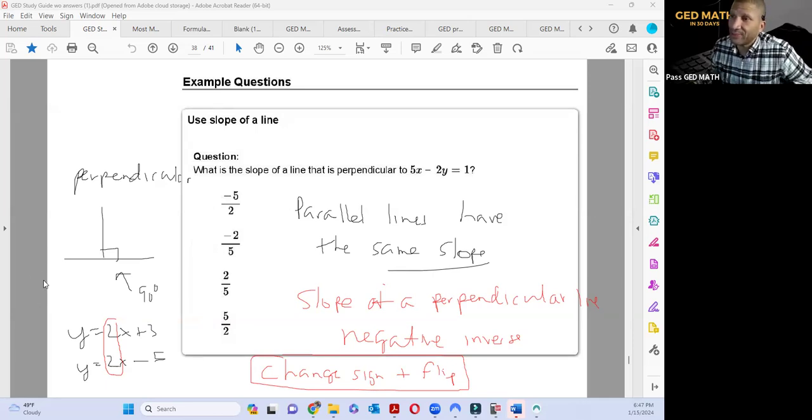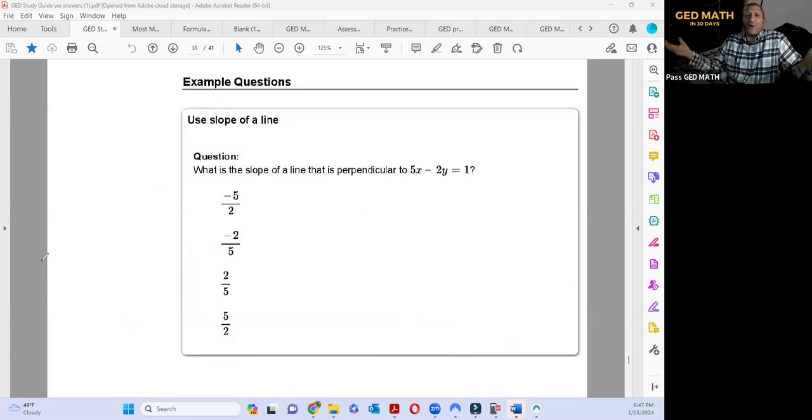What does that mean, Mr. Tinsley? What do I know? How do I know what the slope is? Well, first of all, you should know from the previous question I just did tonight, or previously from another session, that this linear equation is in standard form.